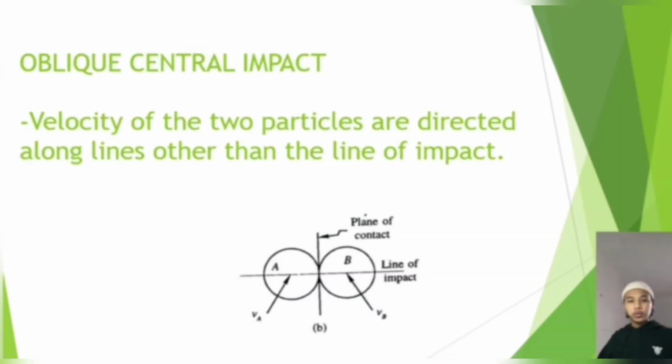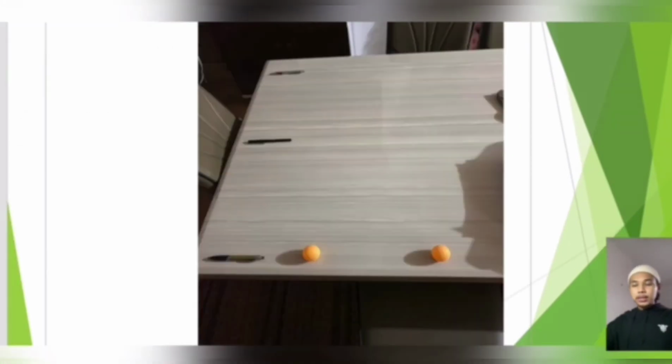Now we continue to the second scenario, that is oblique central impact. Oblique central impact is when the velocity of two particles is directed along a line other than the line of impact, and you can see that is the simple way or the theory of how we want to do this experiment. You can see the diagram below the definition of oblique central impact. This is our setup for the second scenario.